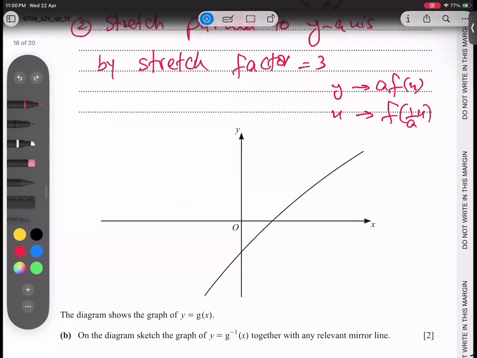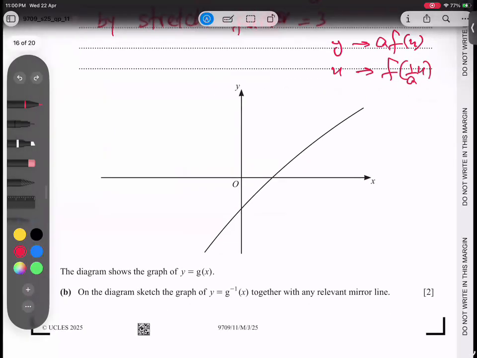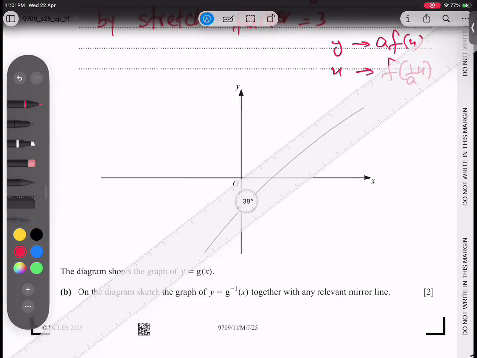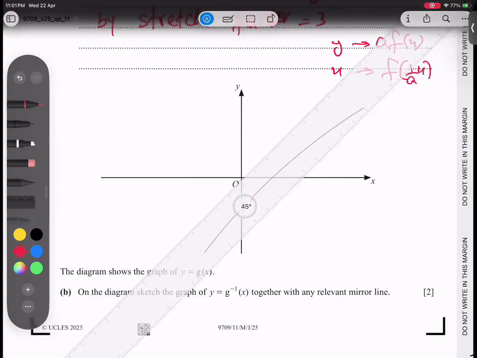So next part we have the B part. He's saying on the diagram sketch this g inverse. G we have already, and the relevant middle line. So you know middle line means always we draw a reflection, and the reflection line is y equals x. Just a minute. Basically we have to take the same. This diagram is maybe not okay.